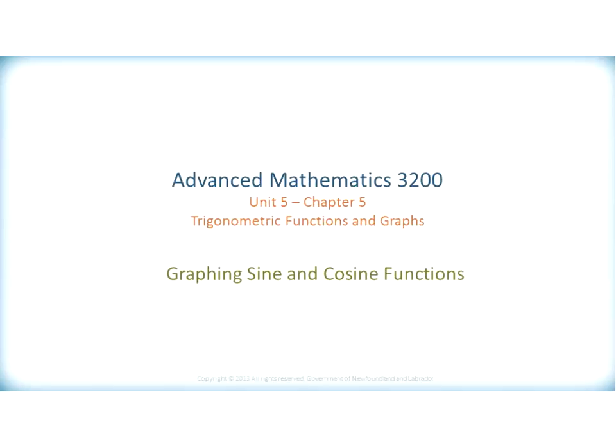Public Exam Review for Advanced Math 3200. We will begin the Public Exam Review for Unit 5, Chapter 5 on trigonometric functions and equations. Here we will focus on graphing the sine and cosine functions.